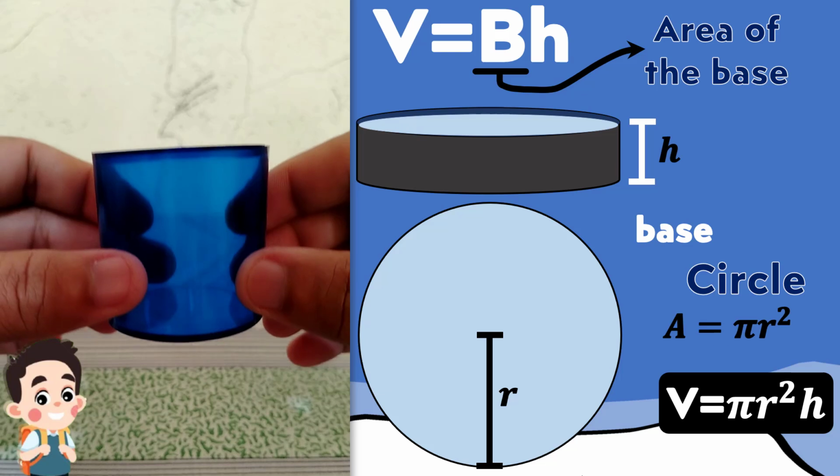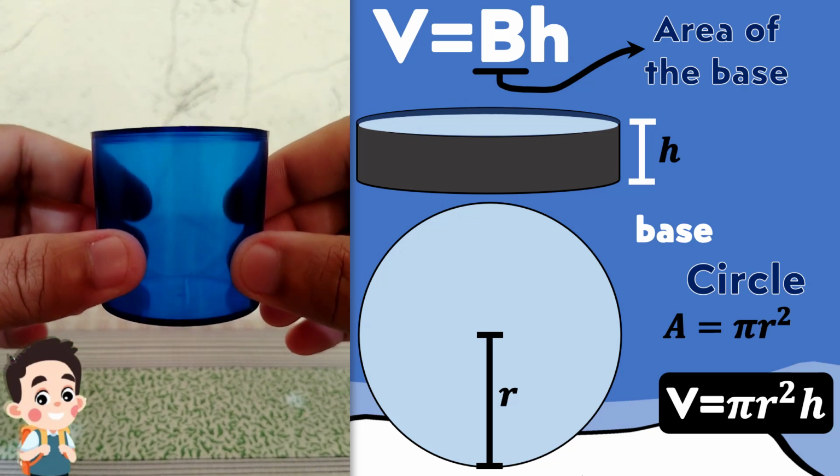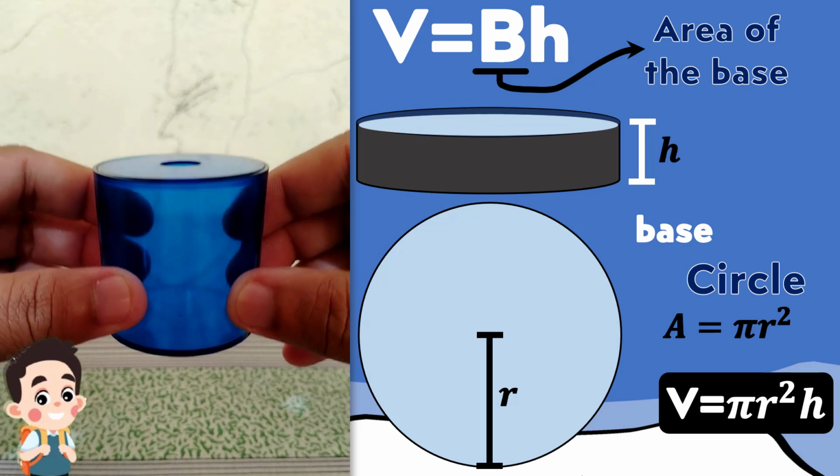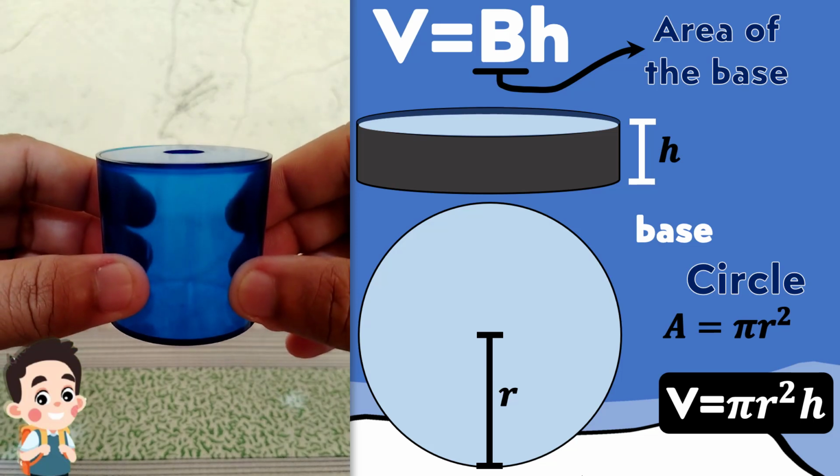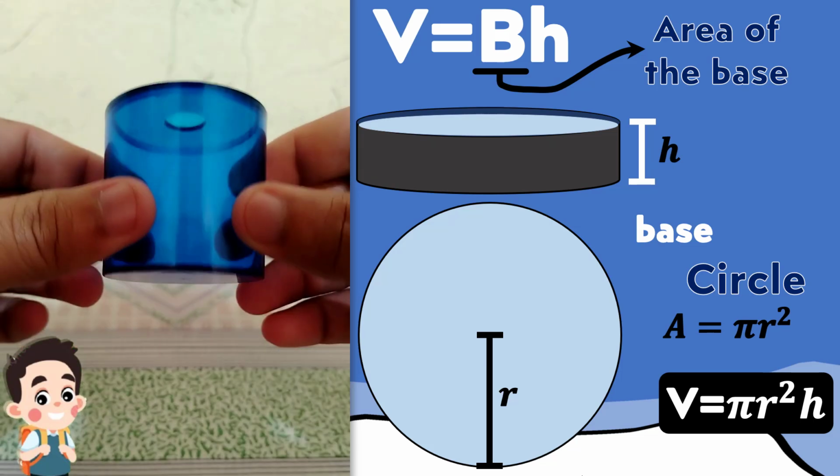That is why the formula for the volume of the cylinder, and this is the secret in the formula, is just pi r squared h.